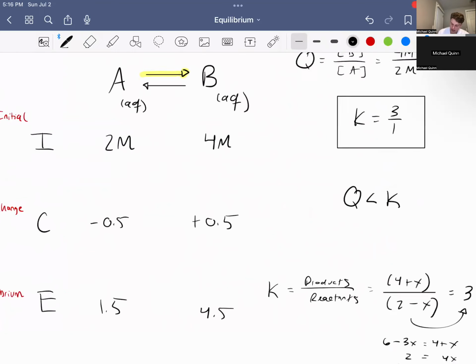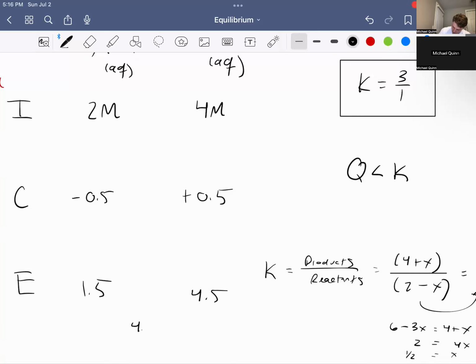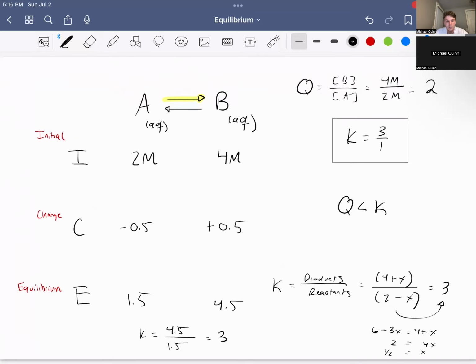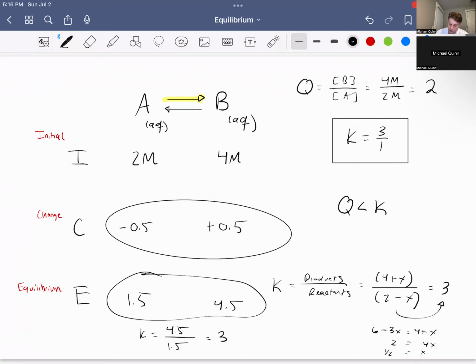So let's see if it checks out. 4.5, K is equal to products over reactants, over 1.5, this is equal to 3. So this checks out. So ice tables are a great bookkeeping method to keep track of everything throughout the reaction. They're also really important to solve for this change that is going to happen in a reaction, as well as the equilibrium concentration of either a reactant or a product.